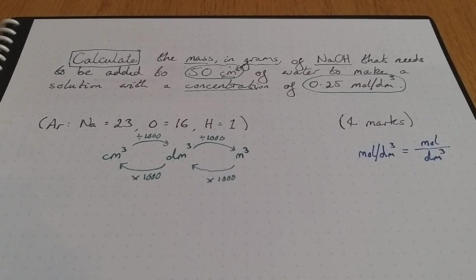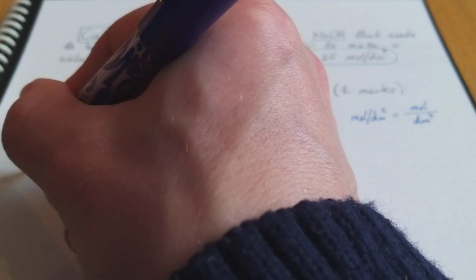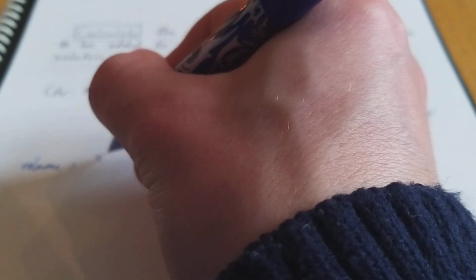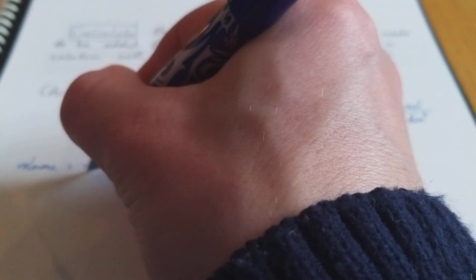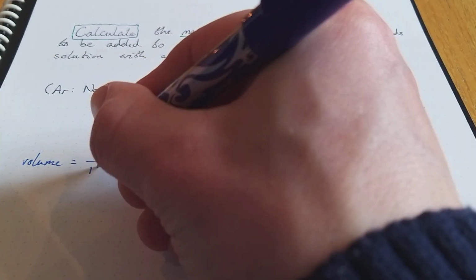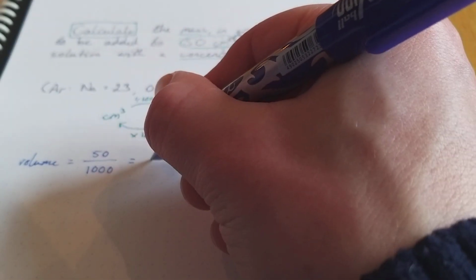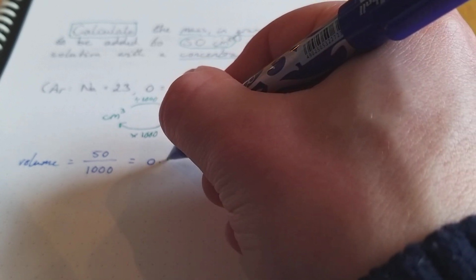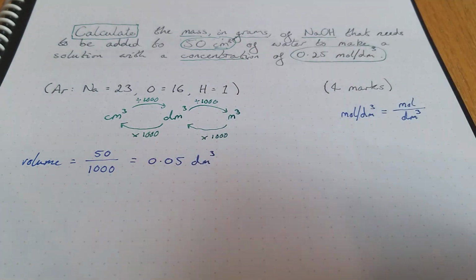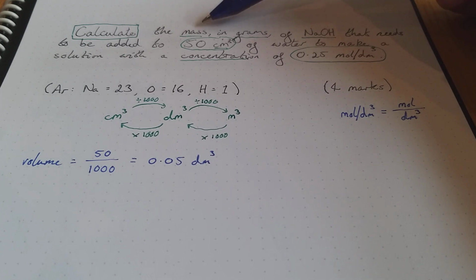Okay, so the volume that we are using will be 50 divided by 1000, because we're going from centimetres cubed into decimeters cubed, divided by 1000, and that will give us 0.05 decimeters cubed.